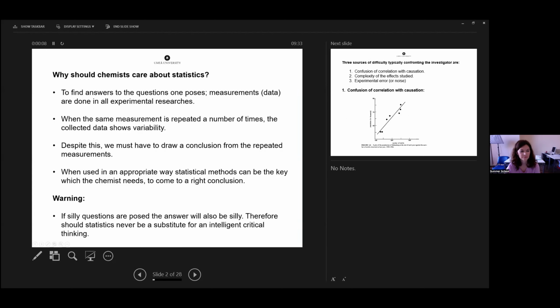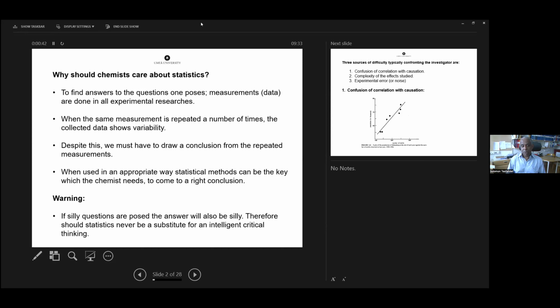Good, nice. So again, just to repeat, why should chemists care about statistics? Not only chemists, but it can be biologists or any science where we do measurements and collect data. To find answers to the questions one poses, measurements are done in all experimental research. When the same measurement is repeated a number of times, the collected data shows variability. Despite this, we must draw a conclusion from the repeated measurements.